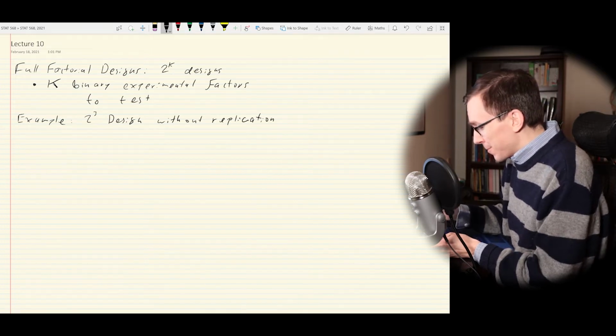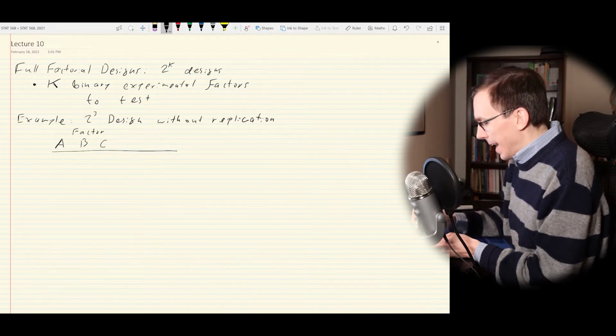Regardless, what we can do is, for our 2 to the 3 design example, we can define A, B, and C to be our factors. And then we're going to have our response, or our data.